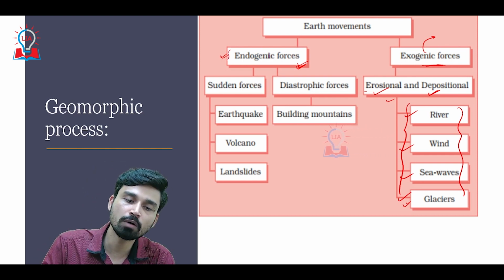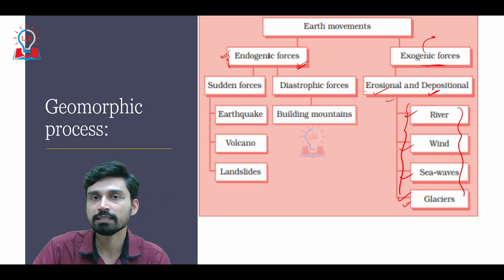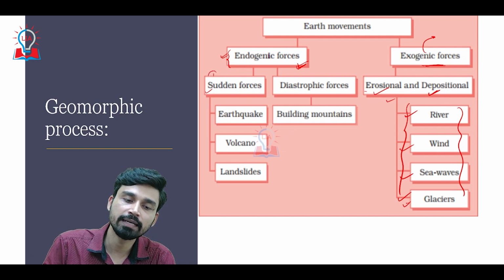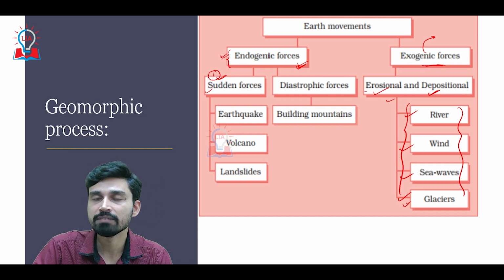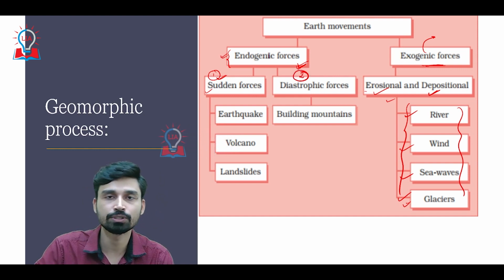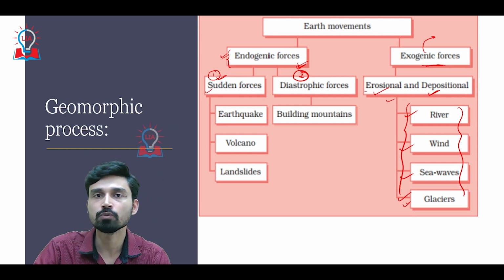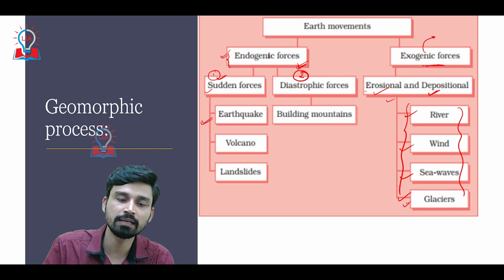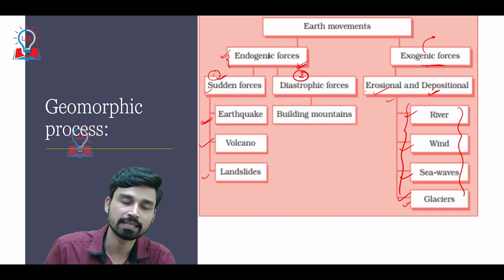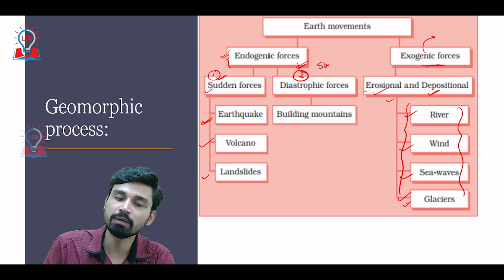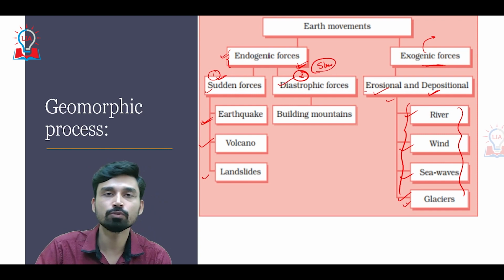On the other hand, endogenic forces, the forces emanating from below the Earth's surface, can also be classified further into two categories. One kind of endogenic force we can call a sudden force, whose impact we see very suddenly without any intimation, and the other are slow forces which act over a period of thousands and even sometimes millions of years. Examples of sudden forces are earthquakes, volcanoes, as well as landslides.